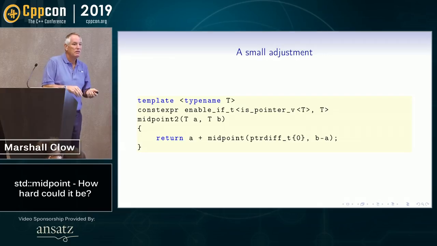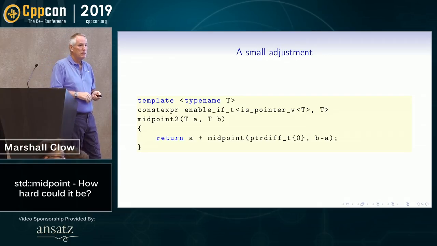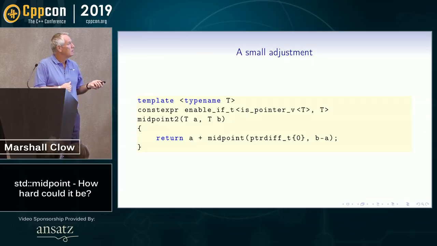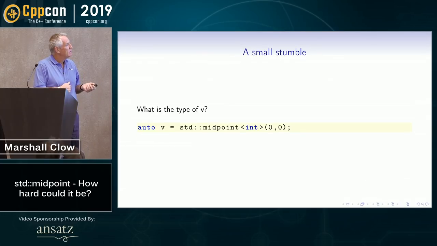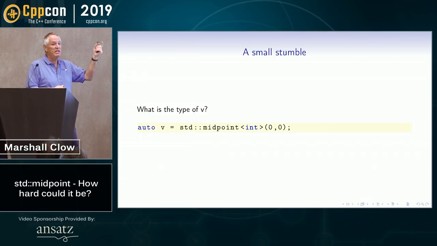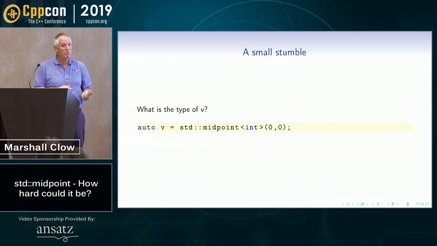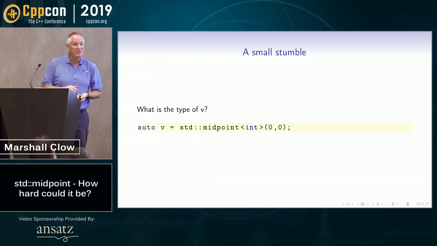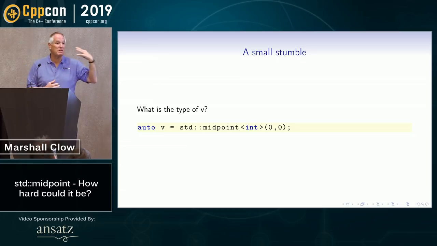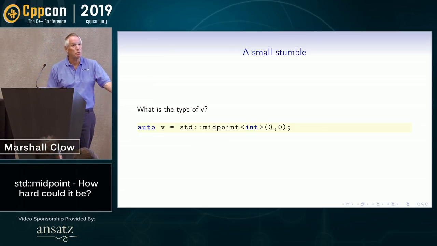Yes? Why did the literal zero test fail before you added the enable_if? Isn't it zeros all the way? B minus A is zero. The problem is that the midpoint returned a different type. It returned an int star with the value zero, an int pointer with the value zero, as opposed to an int with the value zero. That was the problem. The problem was not the test that checked the value, but the test that checked the return type failed.